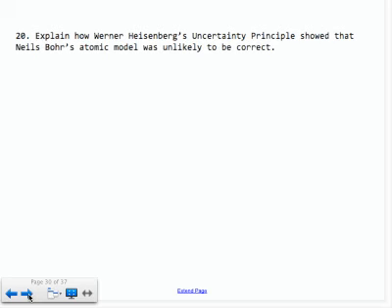All right, explain how Werner Heisenberg's uncertainty principle showed that Niels Bohr's atomic model was unlikely to be correct. And I'm just going to talk this out instead of trying to write it out, which would take too long. What Heisenberg established was that it was impossible to know the location of an electron at a precise moment in time. You could not pin an electron down to a specific place at a specific time. According to Bohr's model, you had to know where the electron was all the time. So if Heisenberg's uncertainty principle was correct, that meant that Bohr's atomic model was not correct, because you couldn't pin the electrons down to the orbits that Bohr's model relied on. So it just meant that it was at least incomplete, if not incorrect.